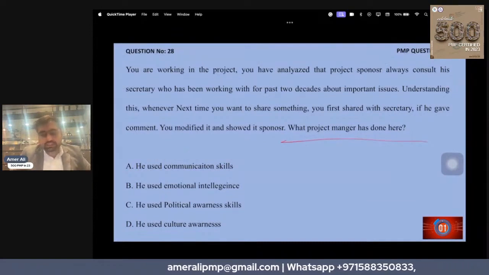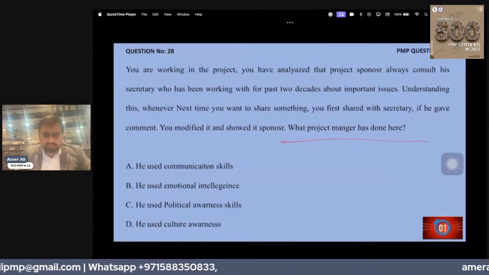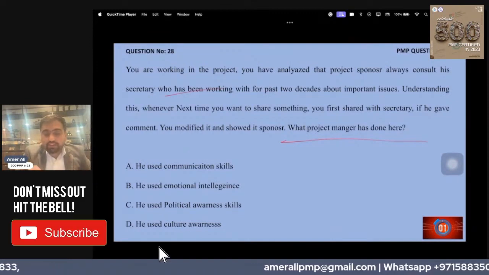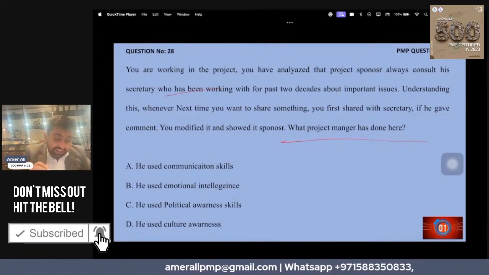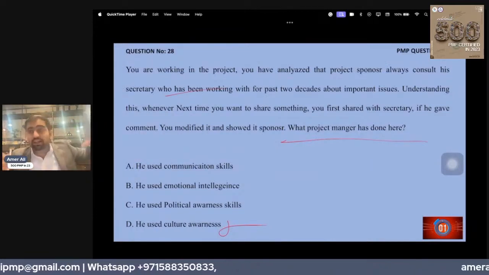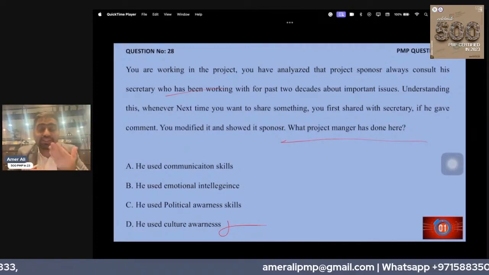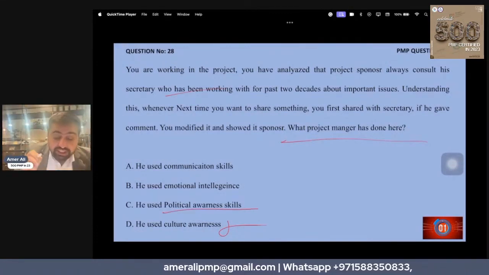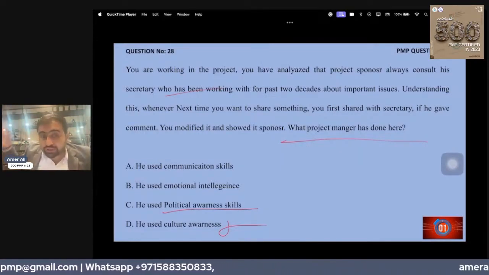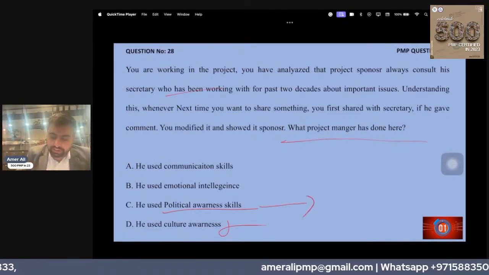What has the project manager done here? You are working in a project, and you have analyzed that the sponsor always consults his secretary. Understanding this, whenever you come next time, this is not culture, my friends. I explained culture is how things are done in the entire way. This is that lady has power. That lady has power. That is political awareness: understanding, in the organizational chart and outside the organizational chart, how you can get your work done. That is political awareness.